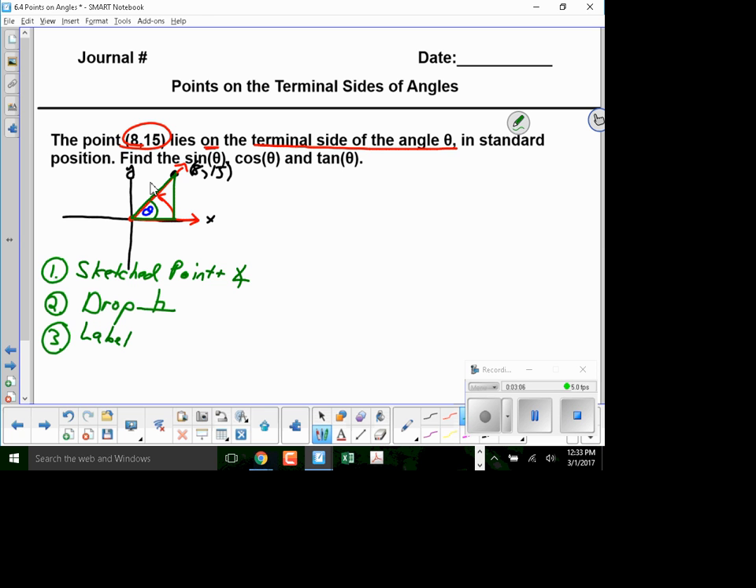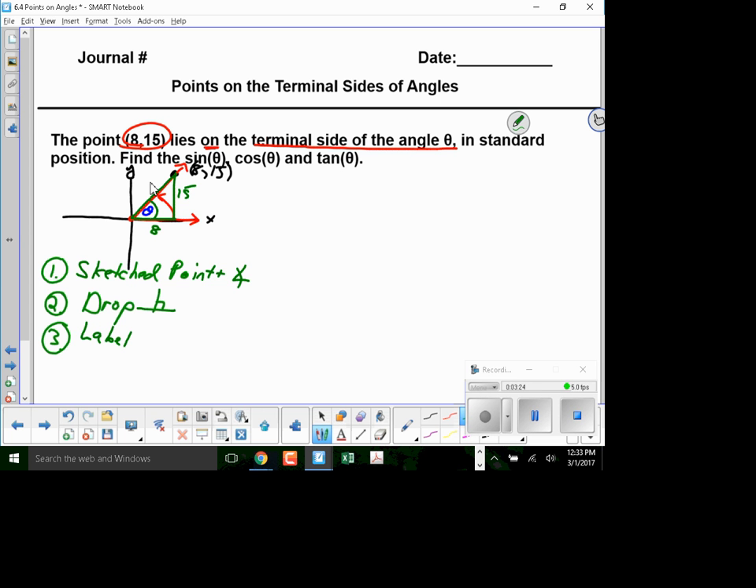Now, how long is this length here? How long is that side of the triangle? 8. Mm-hmm. It's the x-coordinate, basically. Same thing. All right? And this side would be 15.